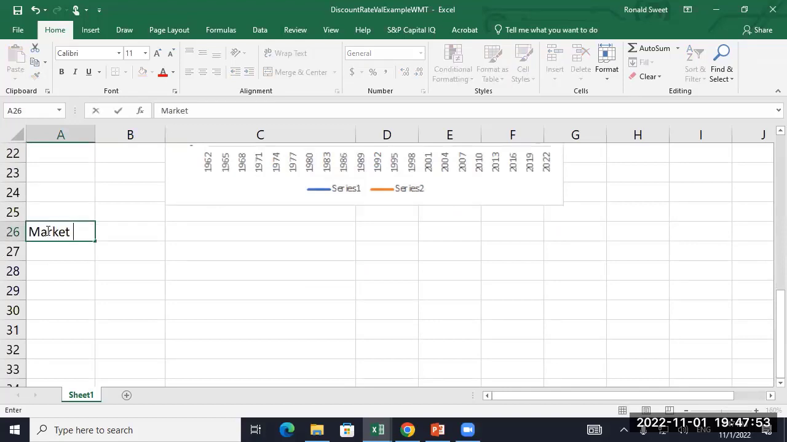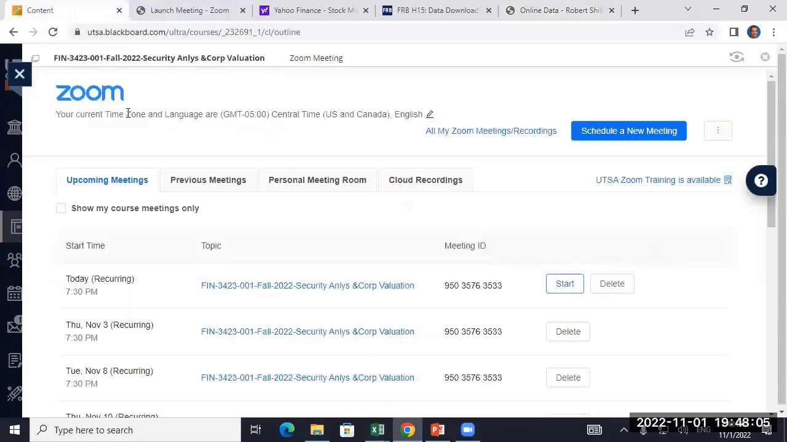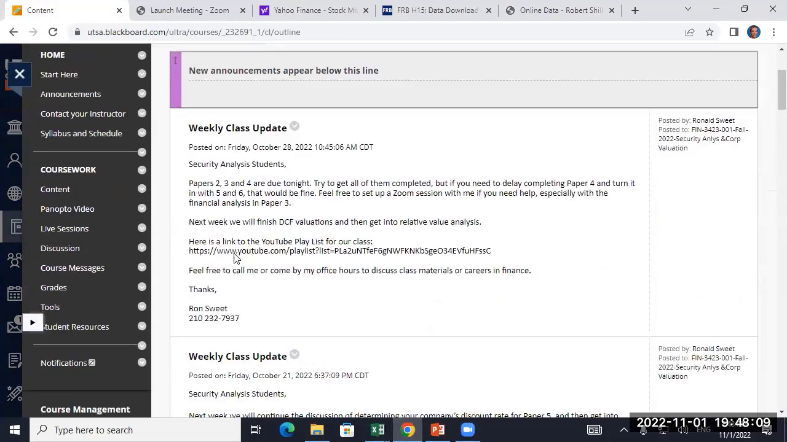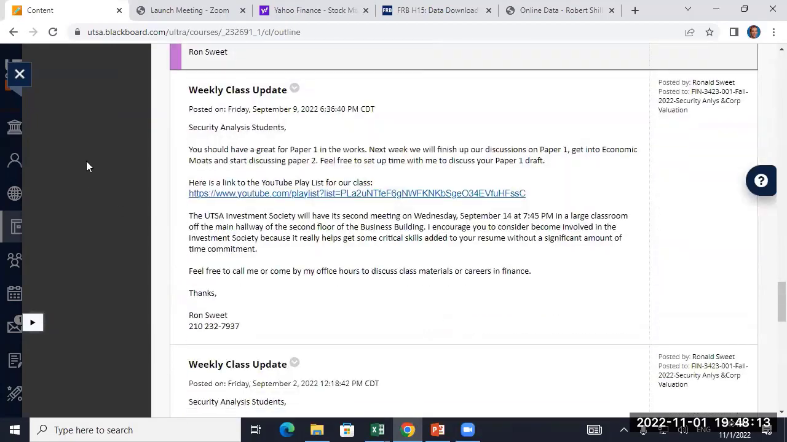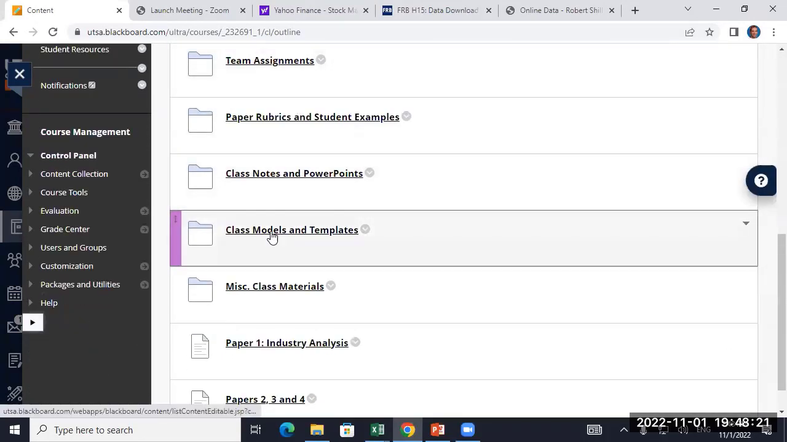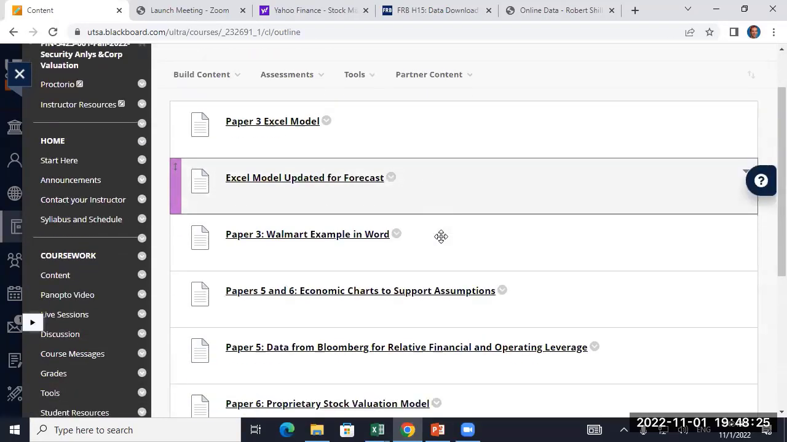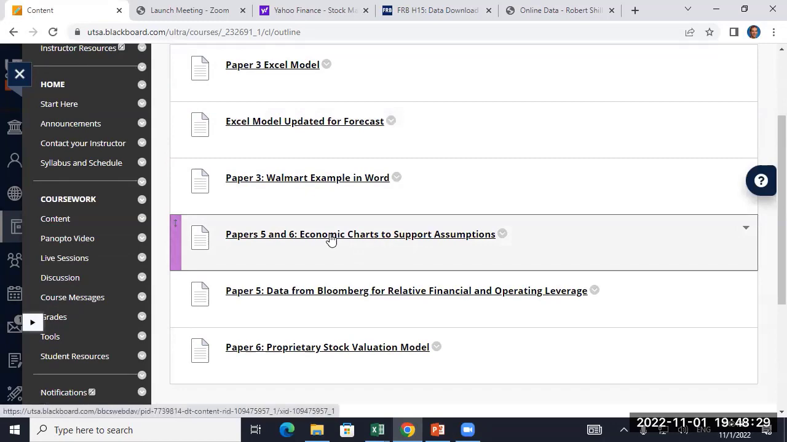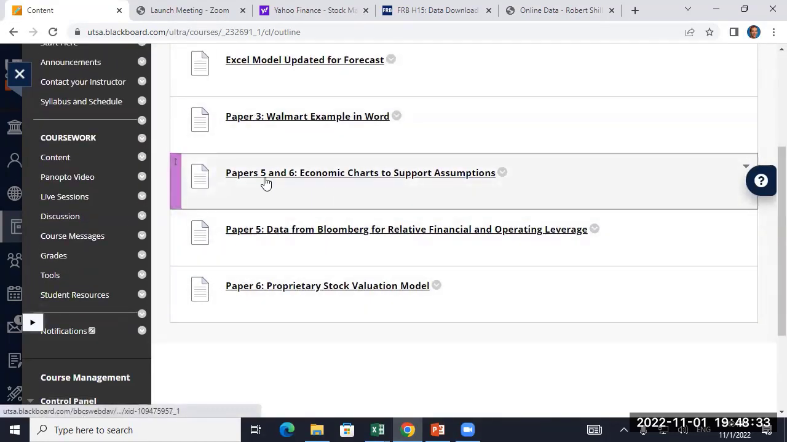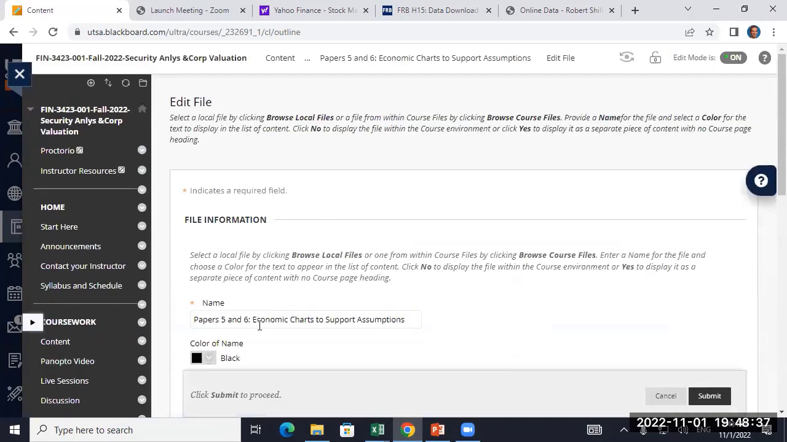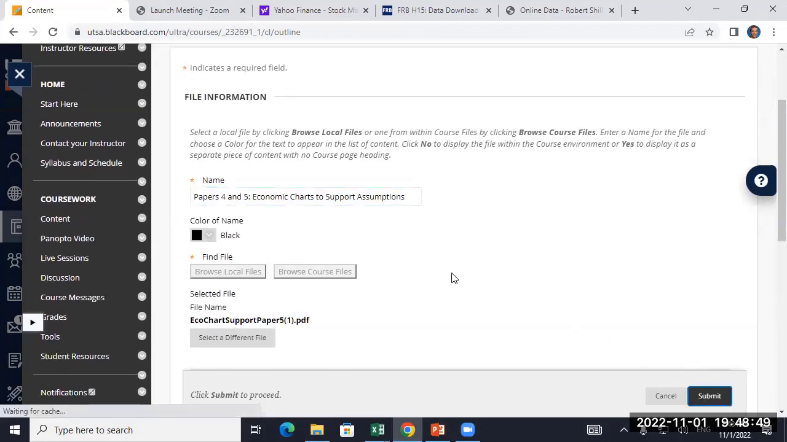All right, market risk premium. Stock expected return, you've got a little bit of history there that I gave y'all. I see where I put it, because I'm always a little bit unsure. It's under templates, so class models and templates. It says papers 5 and 6. It should say papers 4 and 5, shouldn't it? I didn't cut a paper out of your class. I just combined the first two papers into one. So don't think, wow, he reduced the workforce. I never do that.